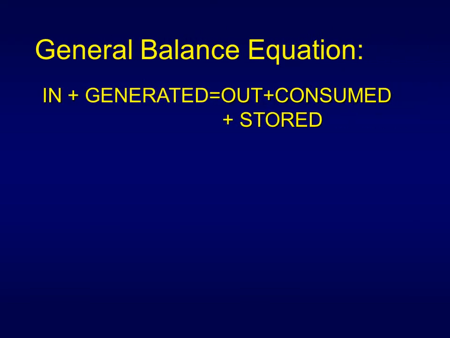Now in general, we can write a balance equation for things that are not conserved as in plus generated equals out plus consumed plus stored. So that's what we call a general balance equation. If you take a population balance on a state, say, the people that come into the state plus the people that are born in the state, generated, equal the people that leave the state plus the people that die, consumed, and the stored would be the number changing and the population change of the state.